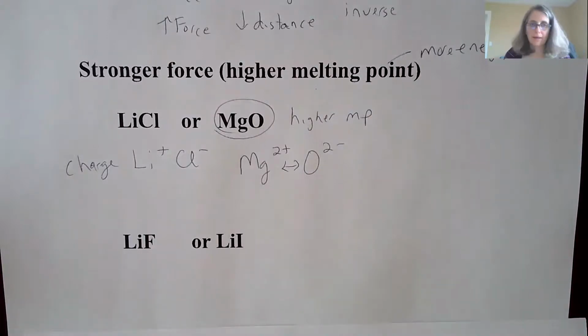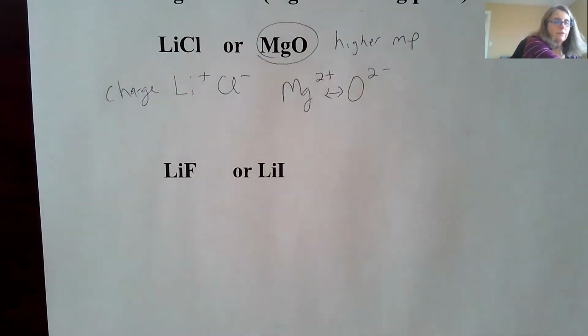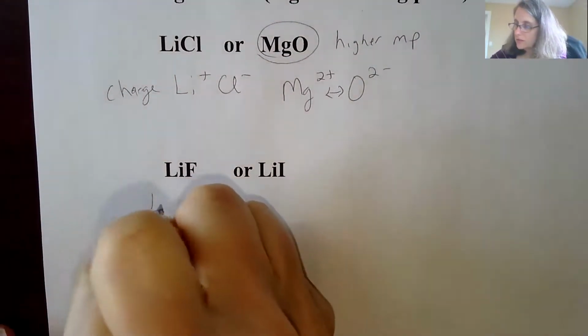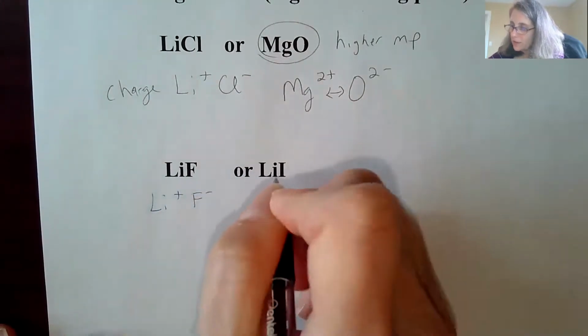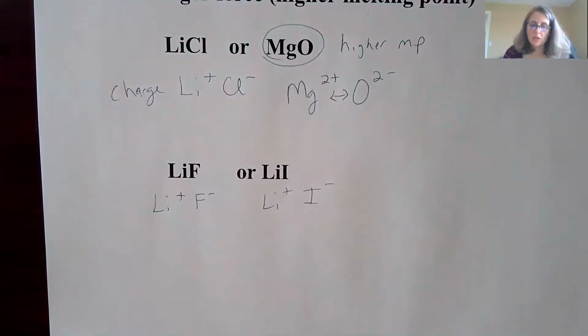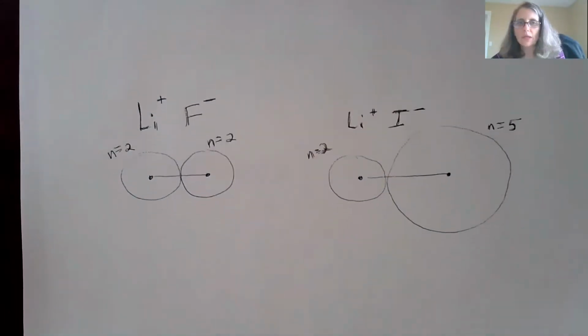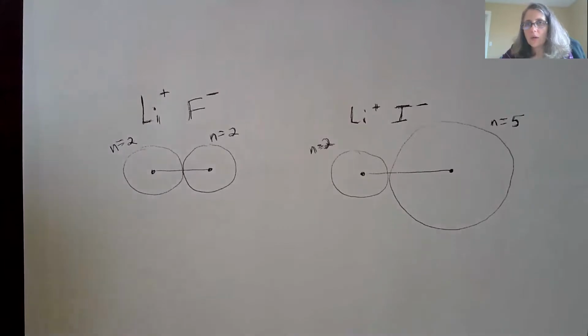Well, do I have a situation like this where both of them have the same charges? Lithium fluoride is a +1, fluoride is a -1, and for lithium iodide, lithium is +1 and iodine is a -1. So if you can't compare charges, then you're going to have to compare distances. Now, again, I'm not going to give you any numbers to compare. So instead, you're going to have to visualize this. So pause the video right now and draw these pictures.